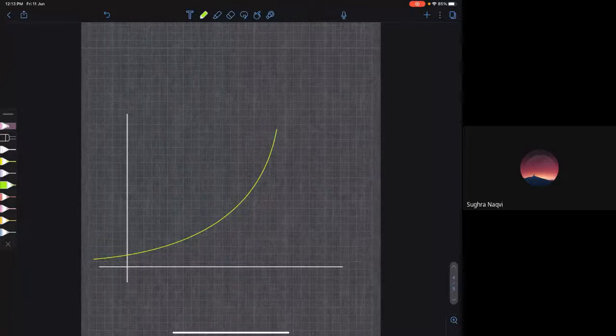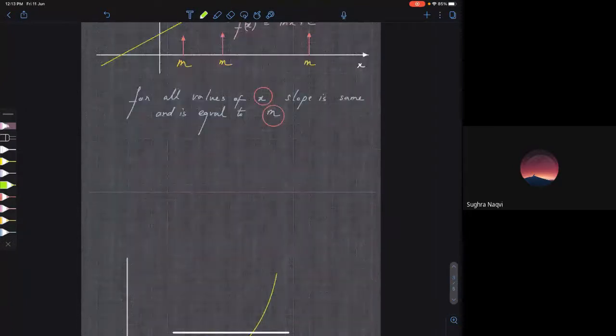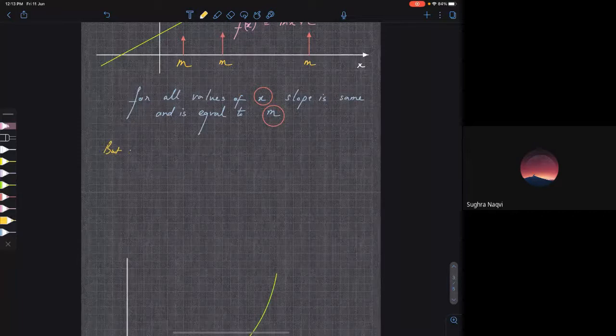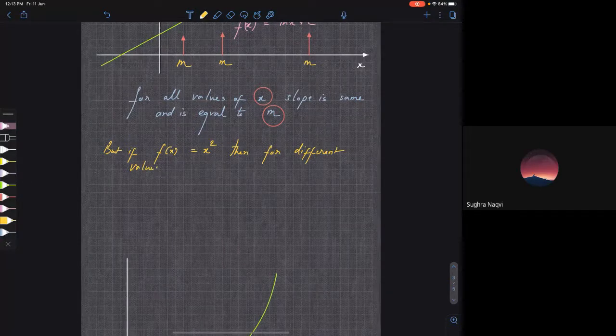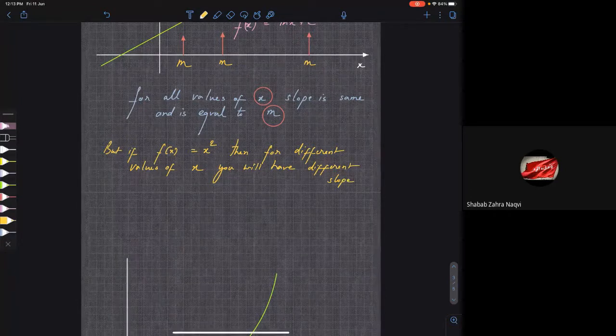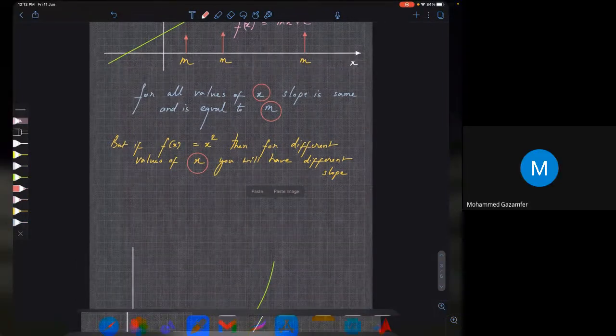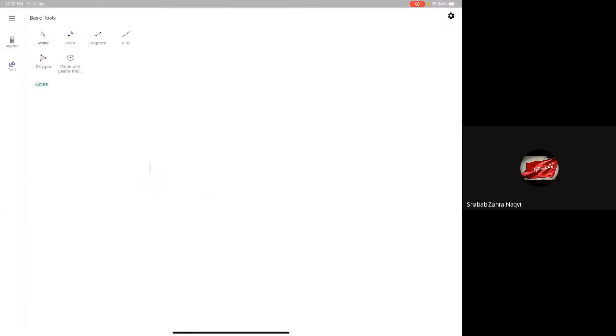Now, but if f of x is equal to x square, then for different values of x, you will have different slopes. It will be different. You will have a different slope. Clear? You are getting my point?